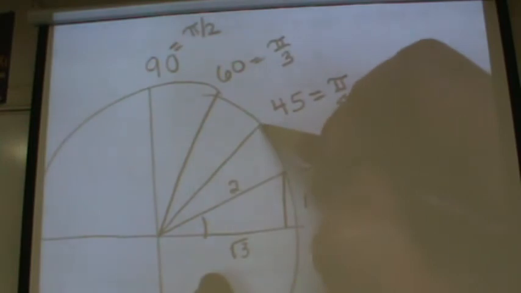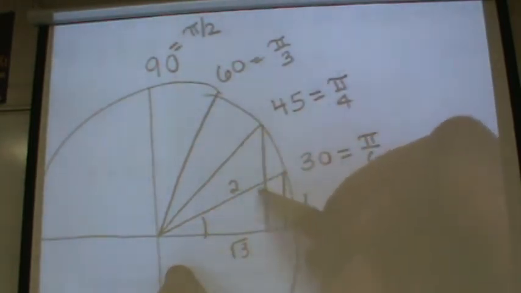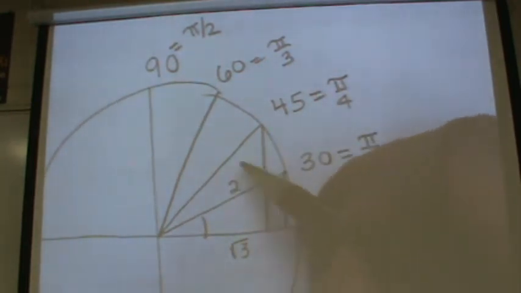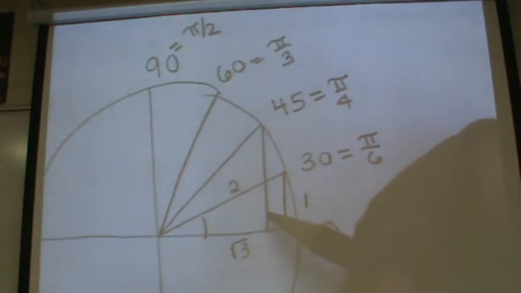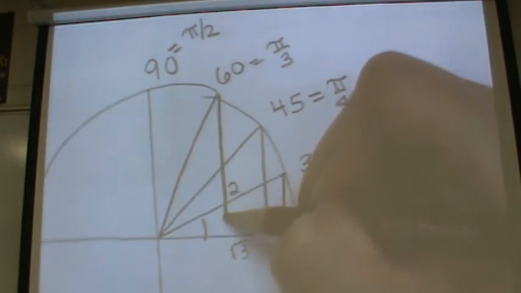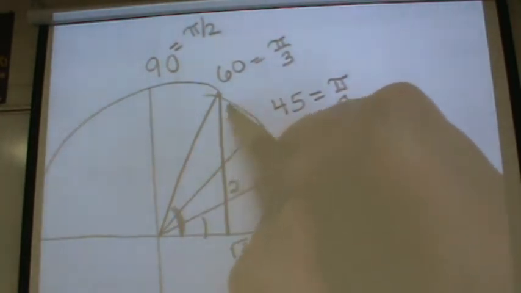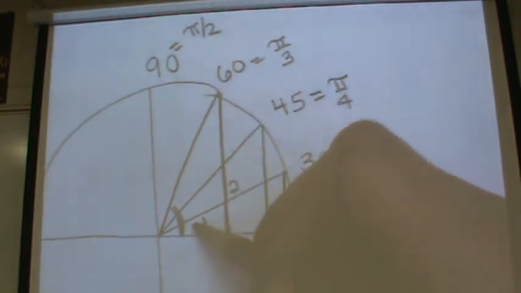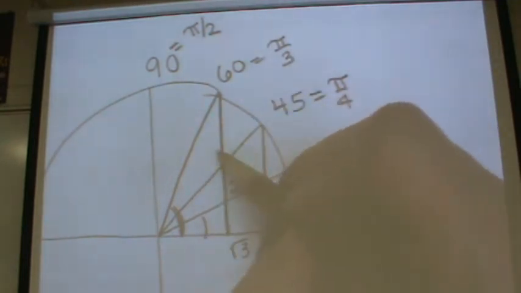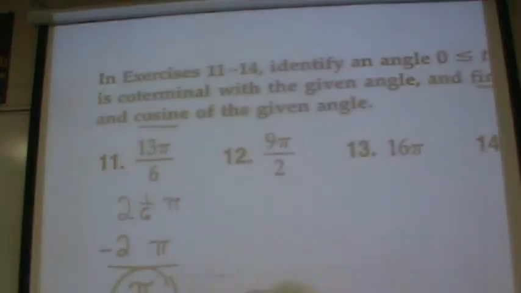Now when you talk about a 45, draw a line right down here. This would be 1, 1, root 2. So if I say what's the sine of pi over 4, it's root 2 over 2. Do you get this? And if I asked you for this one, this is 60 degrees. This side would be root 3, this would be 1, and that would be 2. So if I say what's the sine of pi over 3, it's root 3 over 2. So that's what they want you to do.